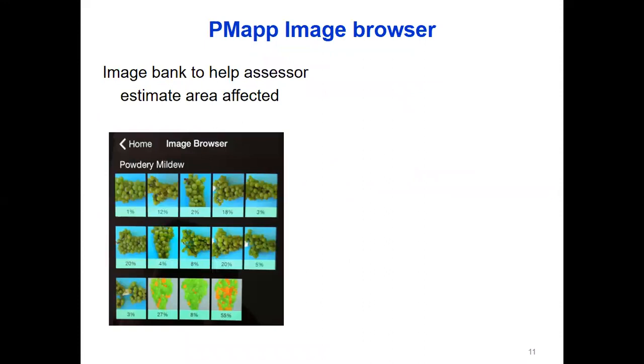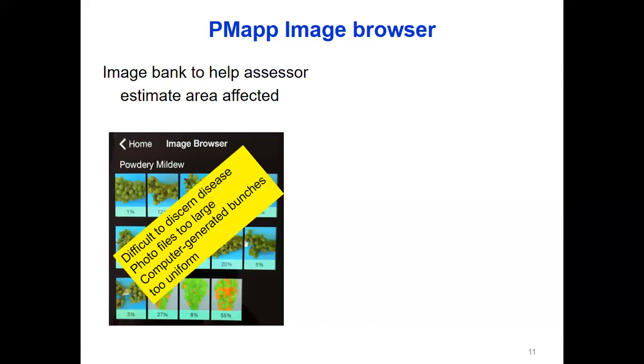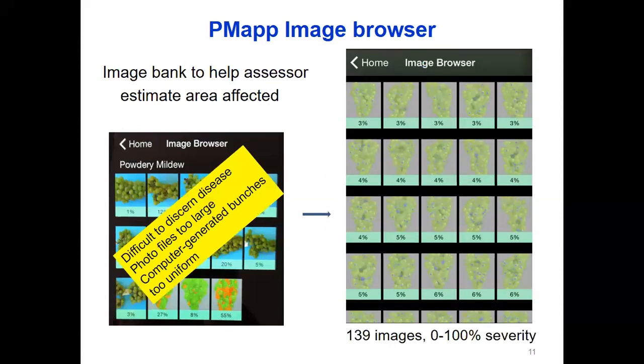This image browser, for a start, is a bank made up of a number of images. We started off thinking that photographs would be the best bet, but it was very hard for people to see disease on these photographs. Photographs were large and took up far too much battery power, and the computer-generated images that we came up with were just too uniform. So we developed a new set of computer-generated images to guide disease assessment. We have 139 of them in the app.